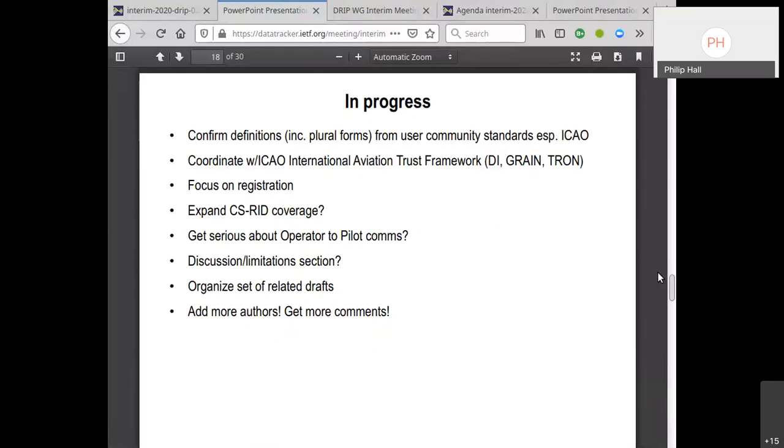Great. Thank you. Now, my last three bullets: there is a discussion limitations section that Andre has authored, and I just stuck it in the requirements draft without comment, really. And I don't know where we want to go with that. Obviously, there's a whole set of related drafts that we need to organize in some coherent form, and we could still use more help.